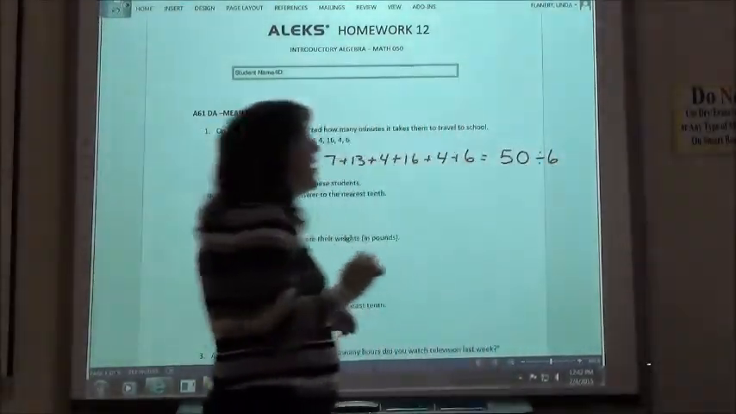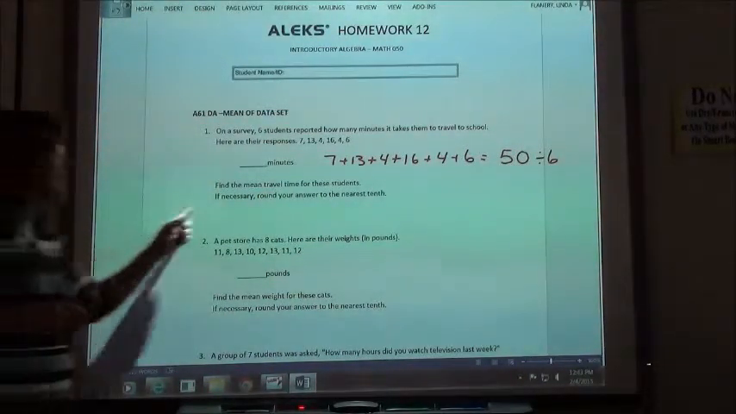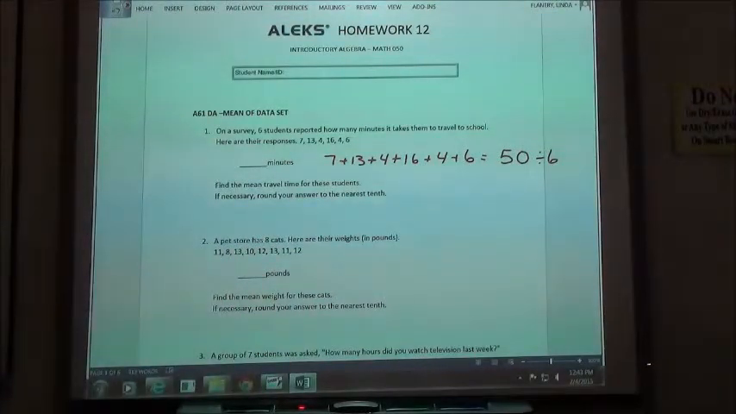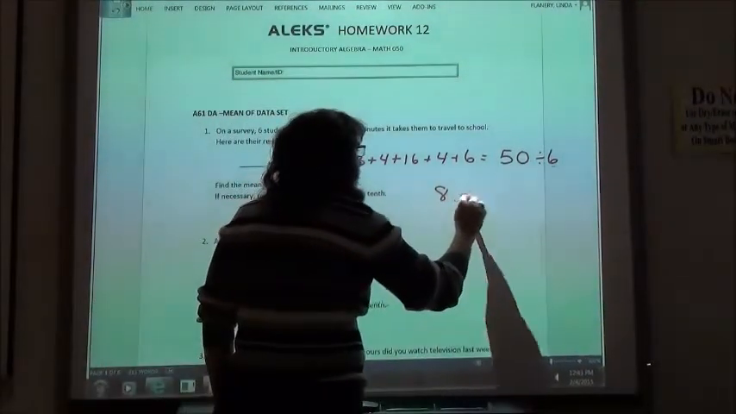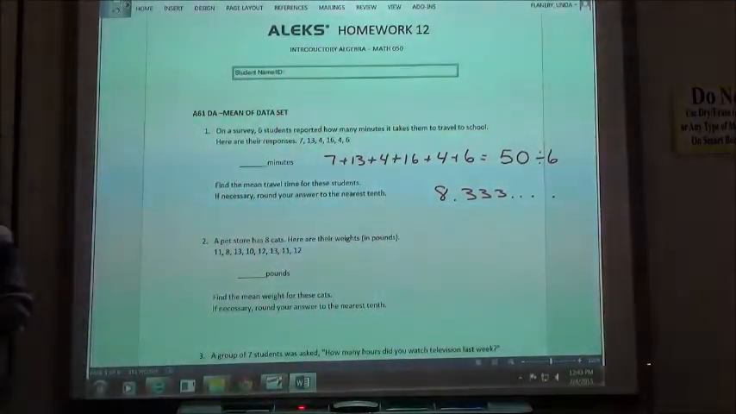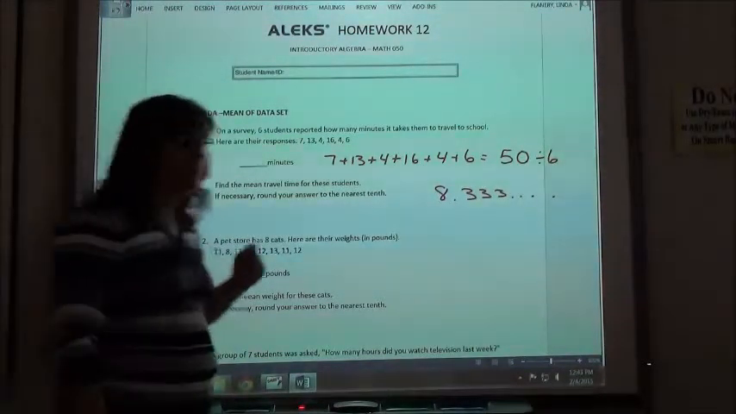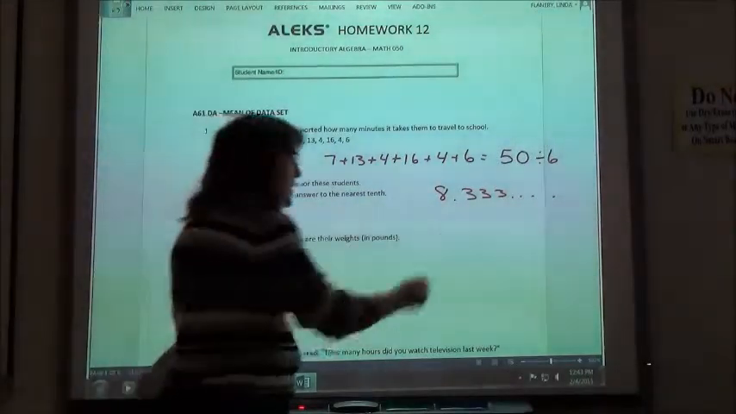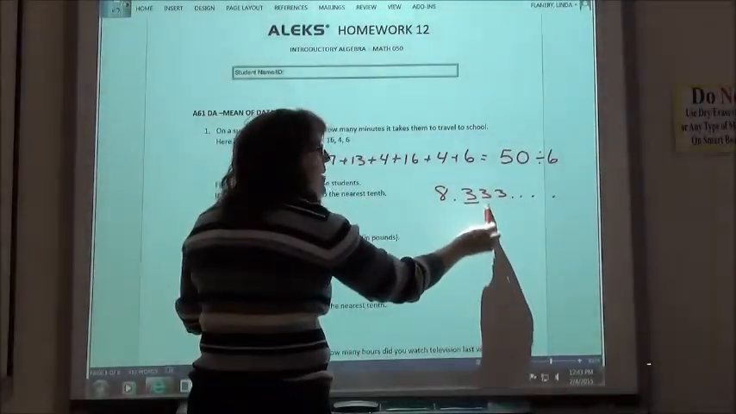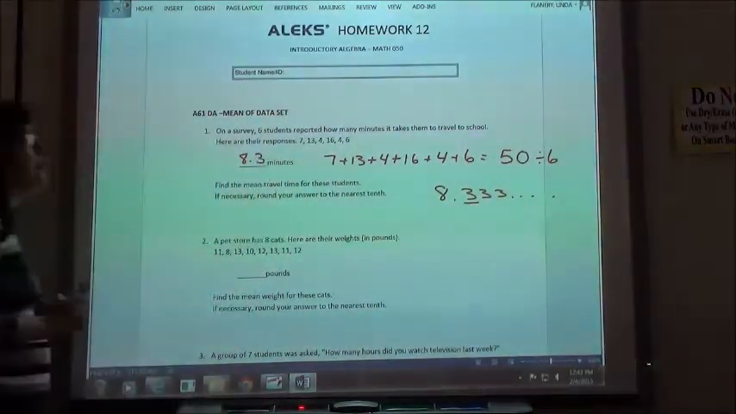That you probably want to do on your calculator, because most of the time it's not going to come out to a nice whole number. I can tell that because it tells me I have to round my answer. So on your calculator, if you do 50 divided by 6, you come up with 8.33333 and so forth. We want to round to the nearest tenth. The tenth spot is how many places after the decimal? Just one. So I look at the number behind it, it's less than 5, so I just drop those off. So 8.3 is the average time.